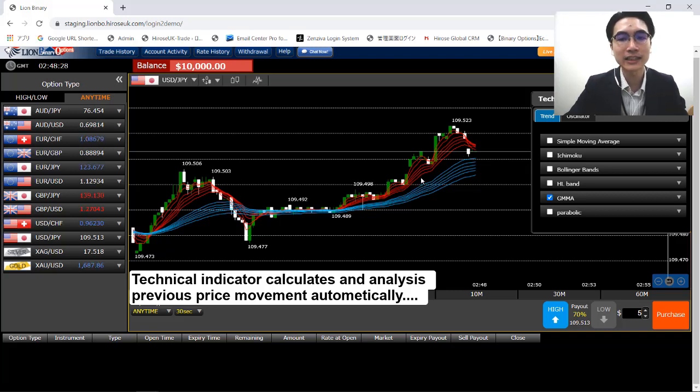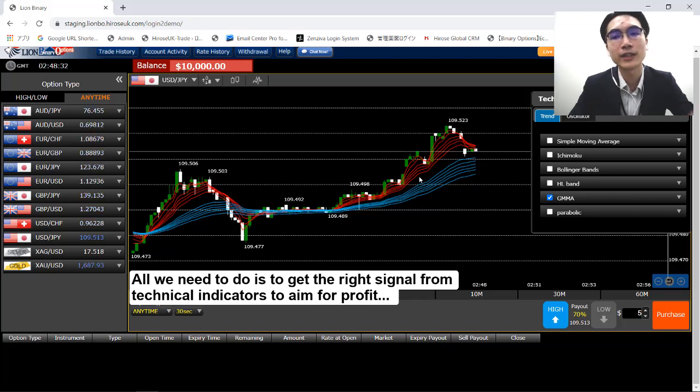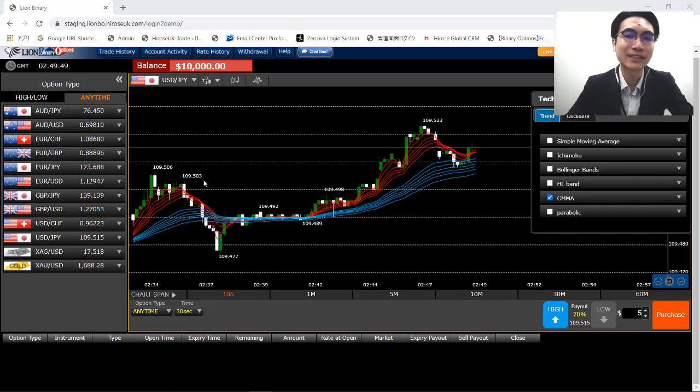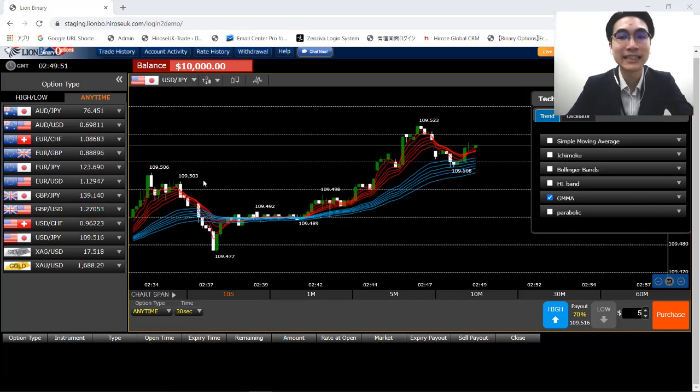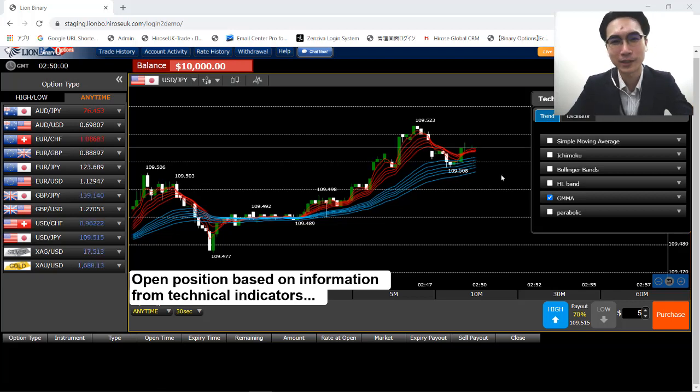It's all done by the system, and what we need to do is just observe the technical indicator and follow what information it gives us. Then we will open a position based on the indicator, like when is the right timing. The indicator is gonna give us a signal, and then we will just use that signal to open a position for profits.